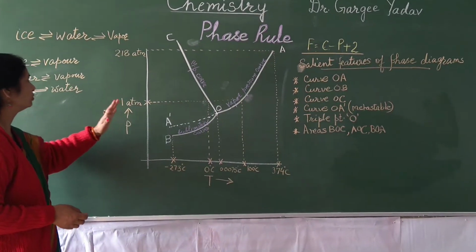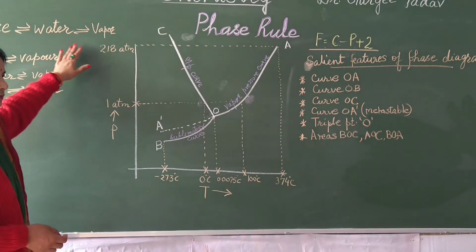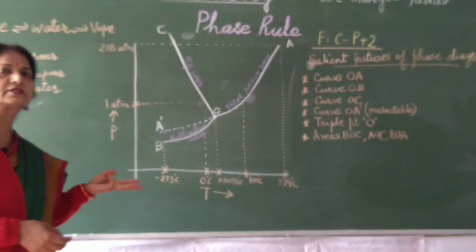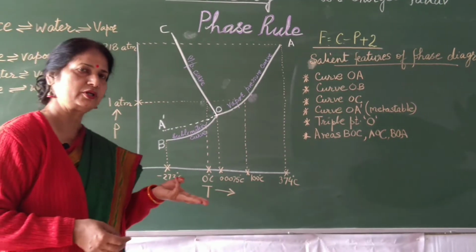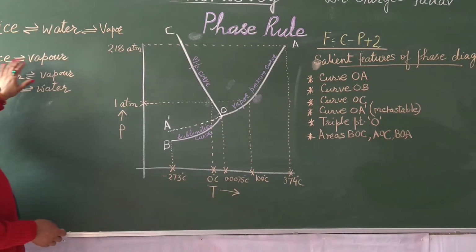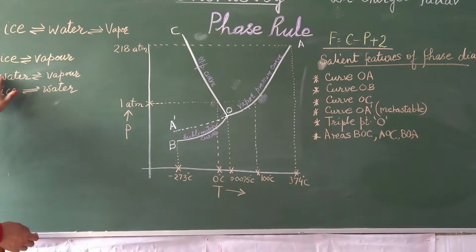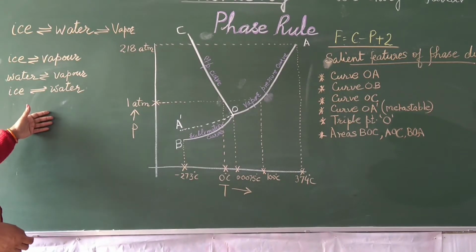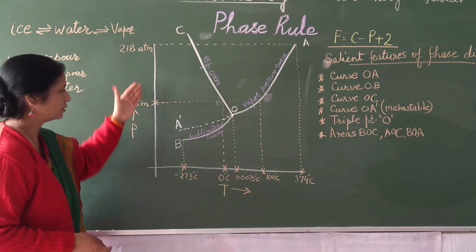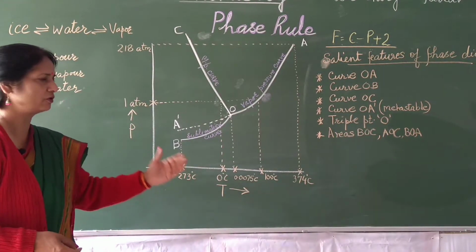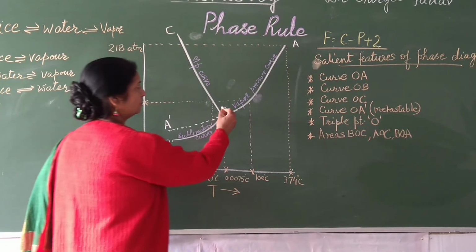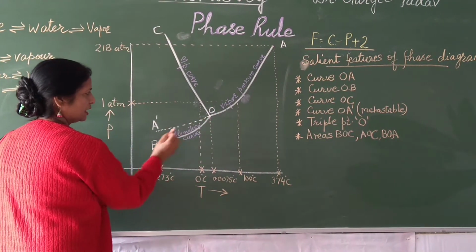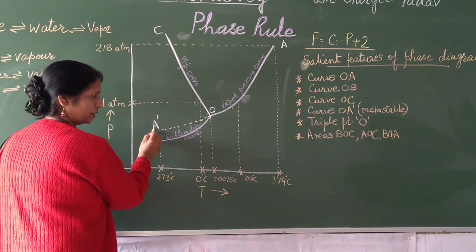Now as we all know, this water system can exist as ice, water and vapor. These three phases can coexist at some point. The main equilibria are ice and vapor, water and vapor, and ice and water. These are the main equilibria which exist. Now in this phase diagram, what we see is one curve OA, OC, OB, and there is this dotted curve OA.